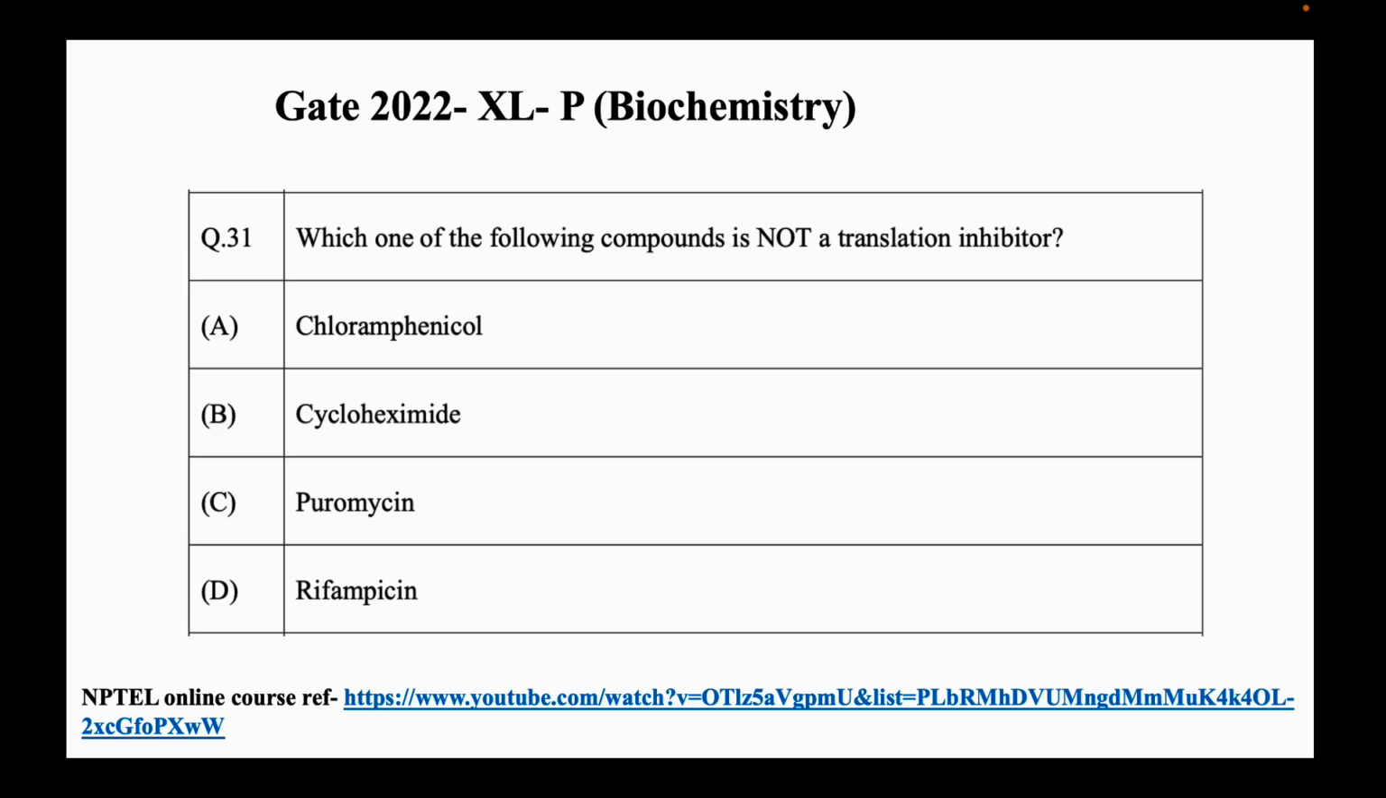Also from GATE 2022 Life Sciences Section P. Question number 31. Which one of the following compounds is not a translation inhibitor? Okay, and the options are A. Chloramphenicol, B. Cycloheximide, C. Puromycin, and D. Rifampicin. This is the NPTEL online course reference.